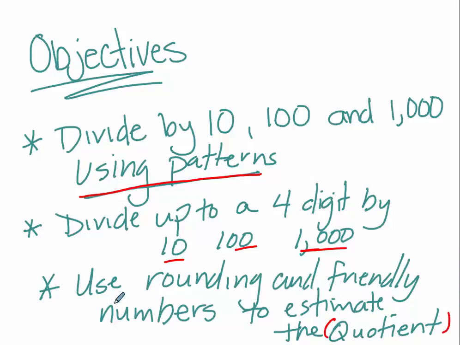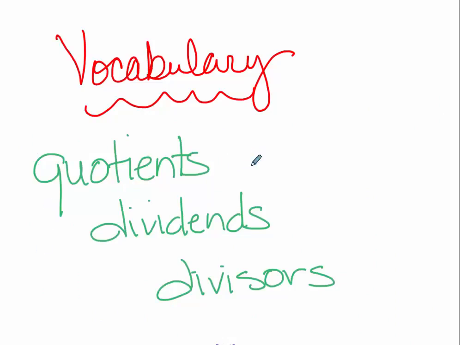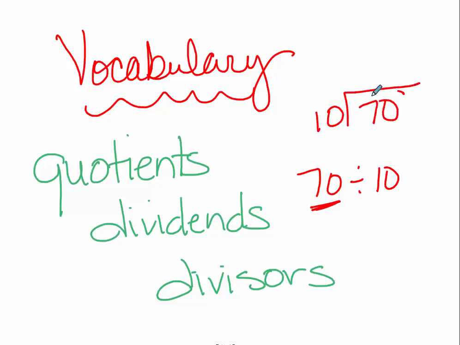Now we got to talk about what the quotient here is in a minute, but let's remember friendly numbers are those numbers that we know the multiplication facts to, as well as 5 and 10. Our vocabulary is quotient. It is the answer to the division problem. A dividend is part of the problem. So it is the number that, if we write it out, 70 divided by 10, this is the dividend. If we're writing it this way, here's the dividend.